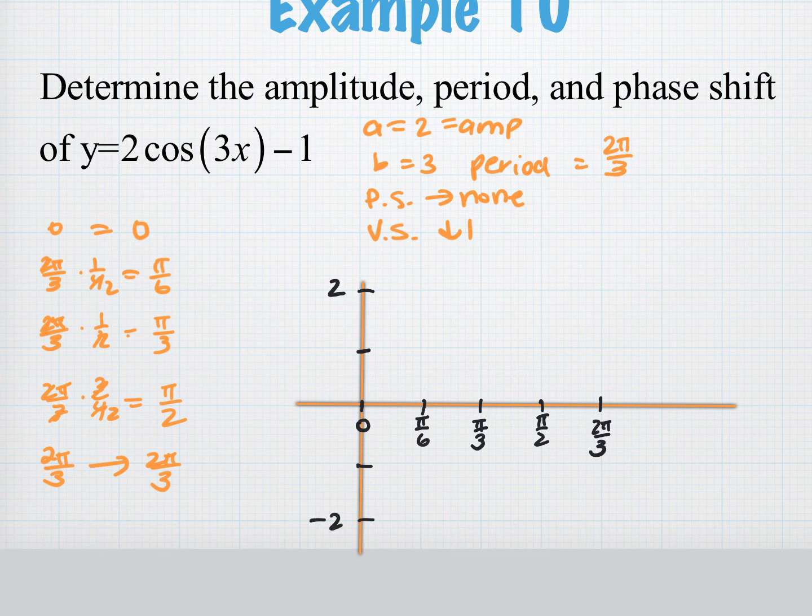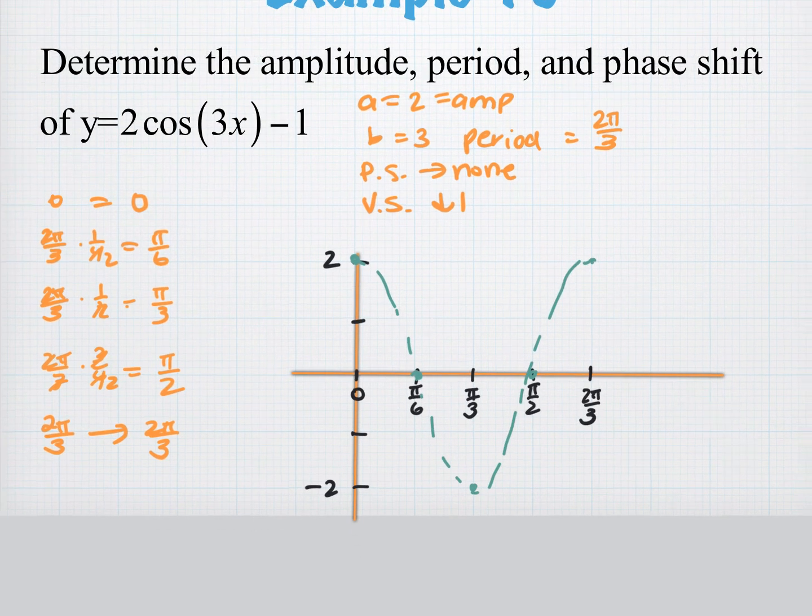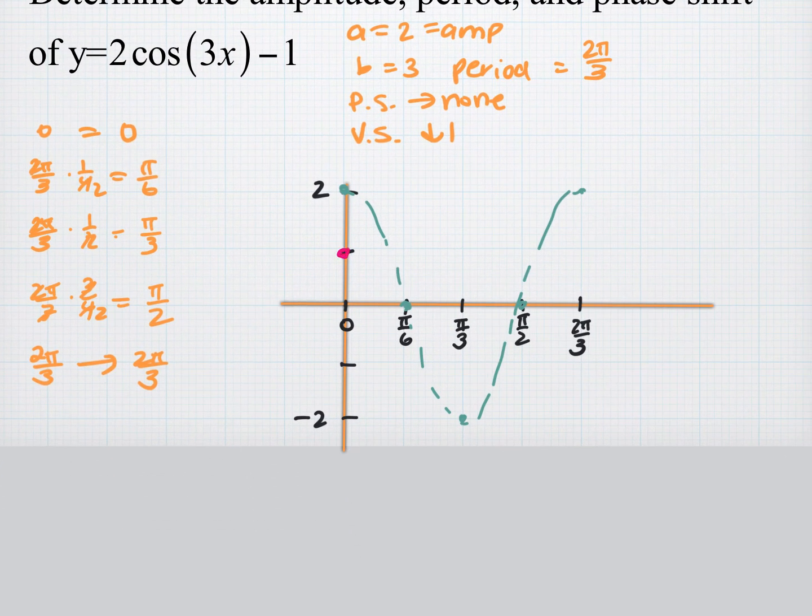It's cosine, so it starts where? Amplitude. Good. At the amplitude, it's positive cosine 2, so it's positive amplitude. This would be my original curve. And then my vertical shift says, take all those points and shift it down 1.